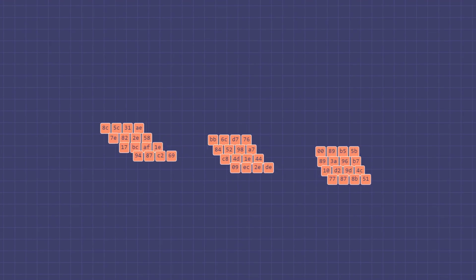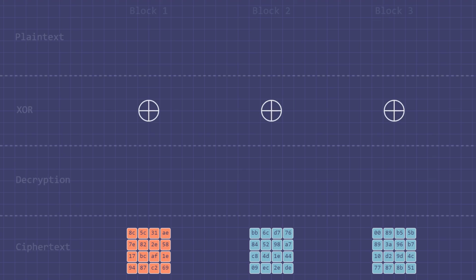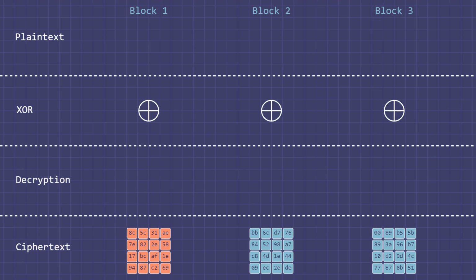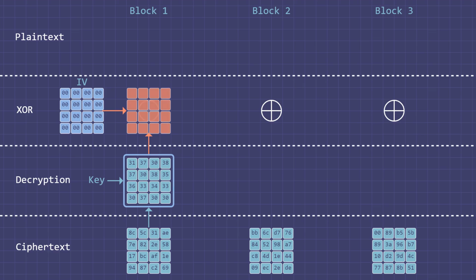So let's get back again. Now let's decrypt our ciphertext. We start with the first block. We decrypt it with the key, then the result is XORed with the previous ciphertext block, but this is the first block, so we don't have a previous ciphertext block. In this case, we need to use the IV. Then we will have our plaintext again.